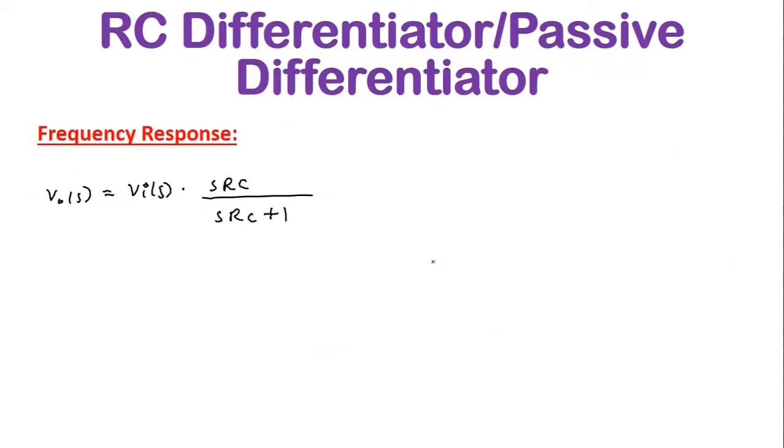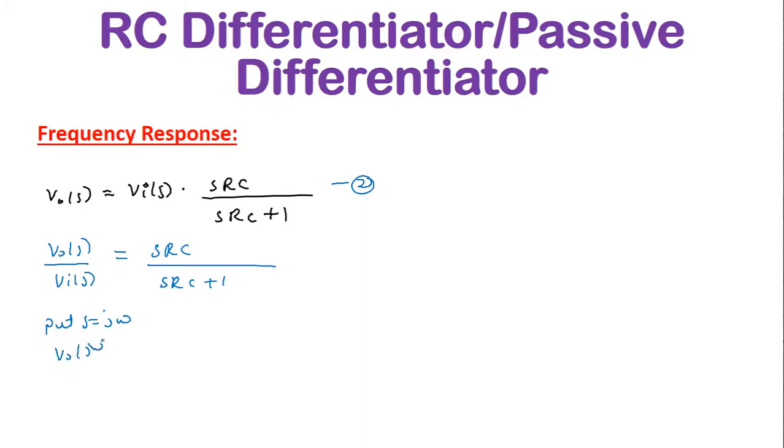Next is the frequency response of the RC differentiator circuit. For this we are taking equation number 2, where Vo(s) is equal to Vi(s) into RSC divided by RSC plus 1. Now the output voltage upon input voltage ratio is the transfer function of the RC differentiator, or the voltage gain, which is equal to RSC divided by RSC plus 1. Now we put s equal to j omega in this equation to find the frequency response. Then we get Vo(j omega) divided by Vi(j omega) is equal to j omega RC whole divided by j omega RC plus 1.